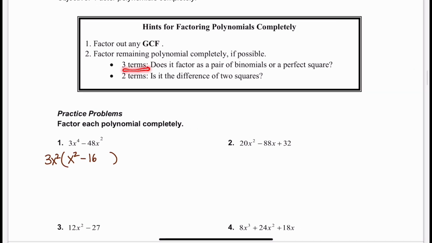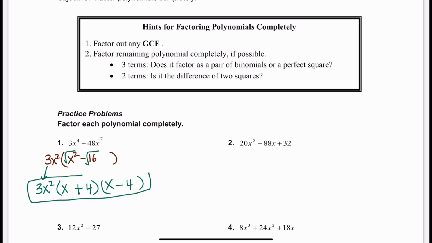If it has 3 terms, I can use my shortcut, or if I have a number in the front, I can use the lightning bolt method. If it has 2 terms, I want to check to see, is it the difference of 2 squares? And if I look at this, it is. So I can take the square root of x squared and the square root of 16. I'm going to make sure I keep my 3x squared. I have my 2 parentheses. The square root of x squared is x and x. The square root of 16 is 4 and 4. I have 1 plus, 1 minus, and this would be a fully factored polynomial here.